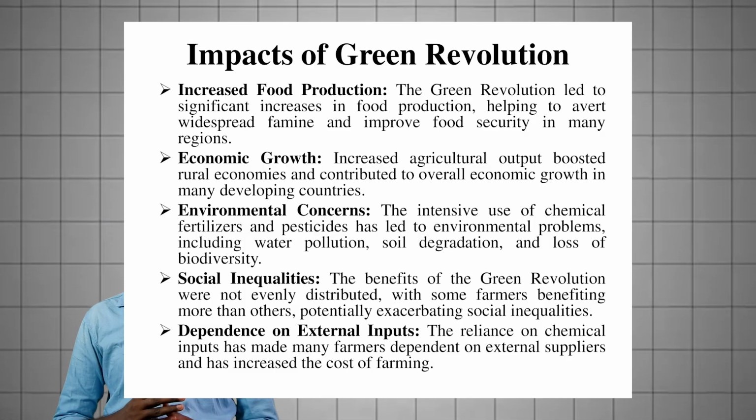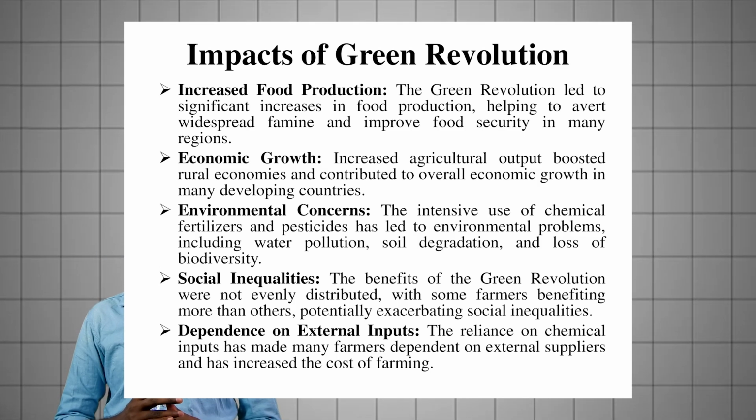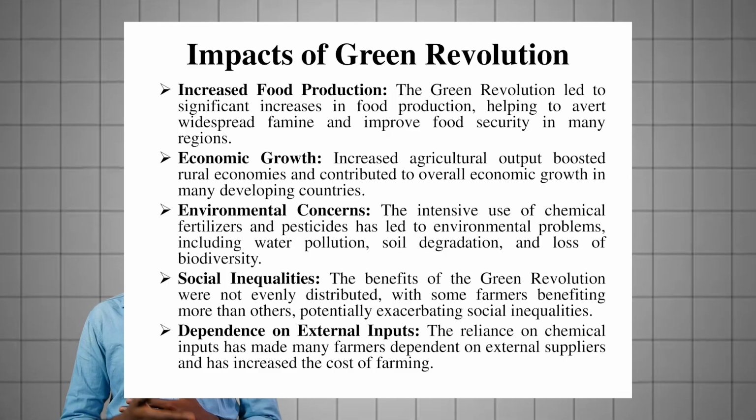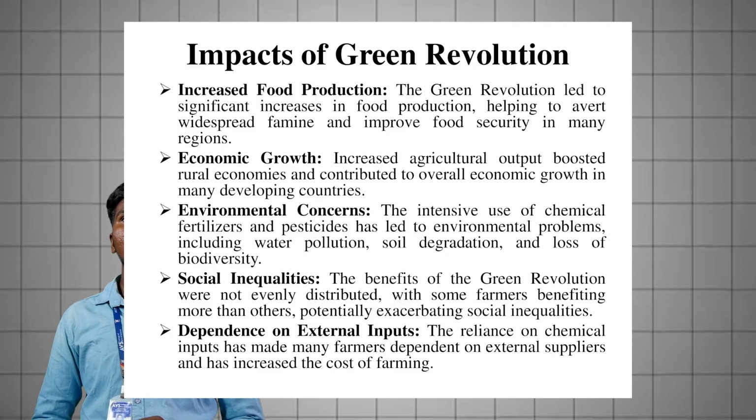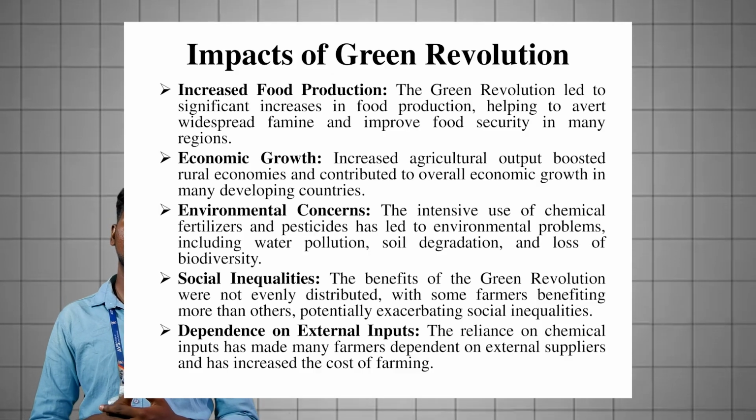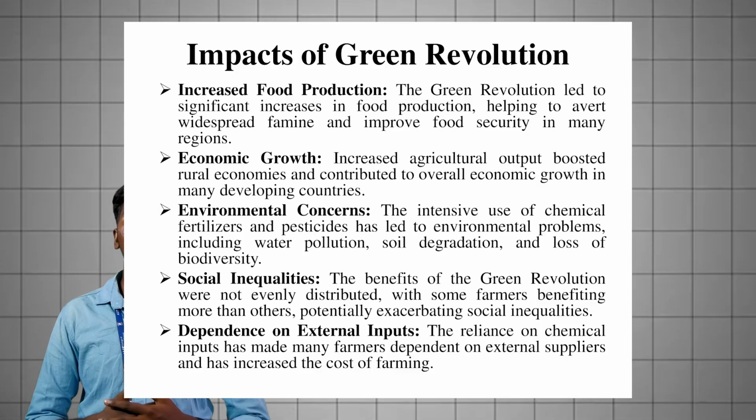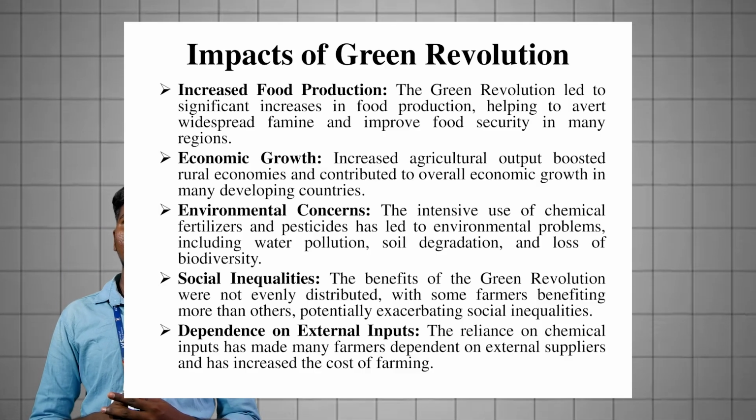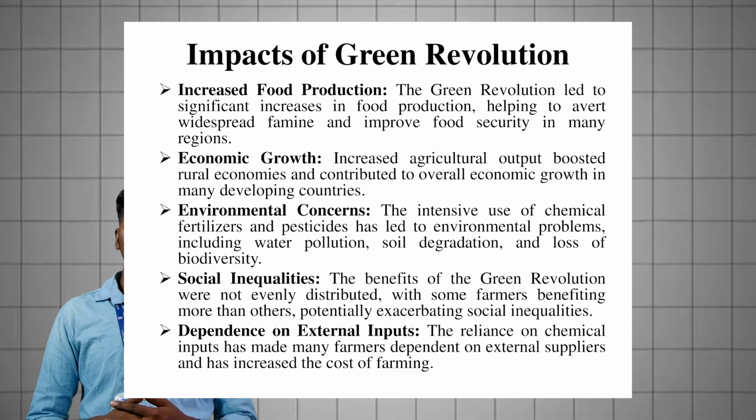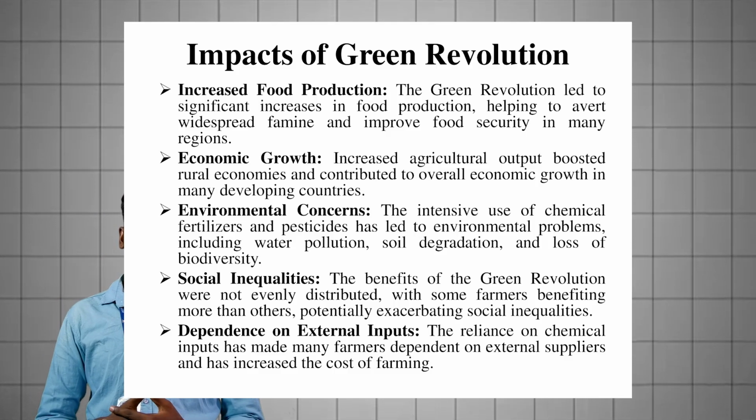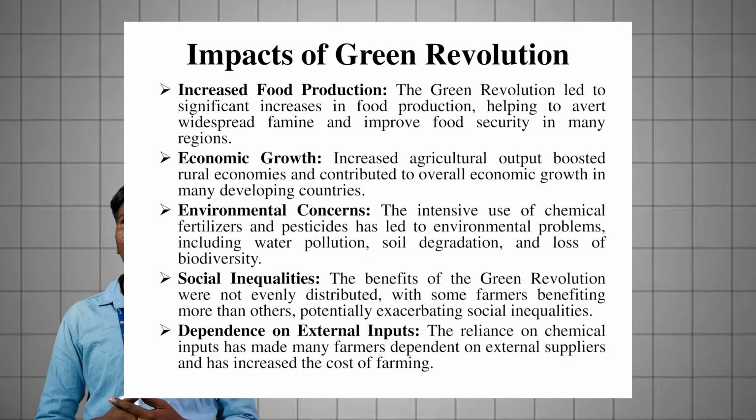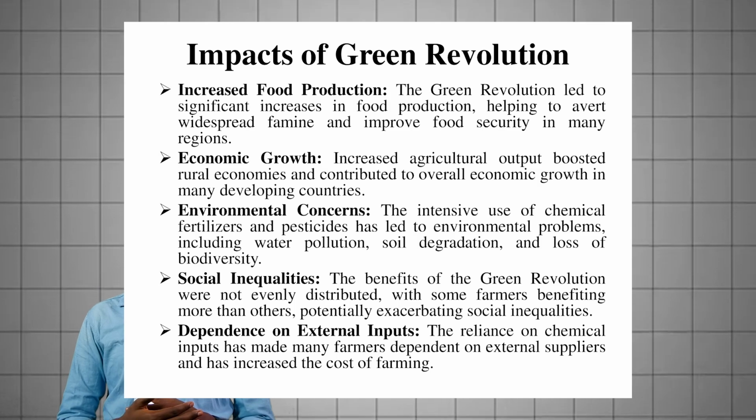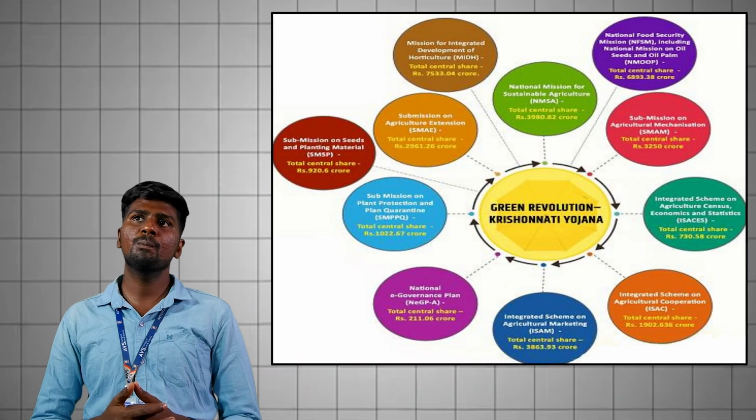Environmental concerns: the intensive use of chemical fertilizer and pesticides has led to environmental problems including water pollution, soil degradation and loss of biodiversity. Social inequalities: the benefits of the green revolution were not evenly distributed, with some farmers benefiting more than others, potentially causing social inequalities. Then dependence on external inputs: the reliance on chemical inputs has made many farmers dependent on external suppliers and has increased the cost of farming. Then these pictures show us the impacts of the green revolution.